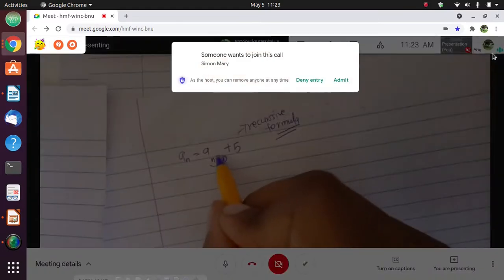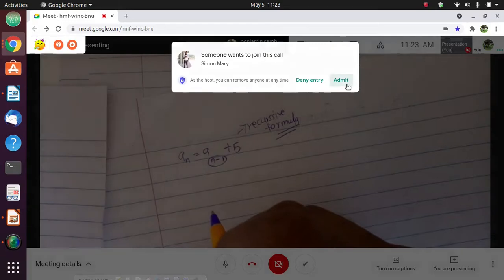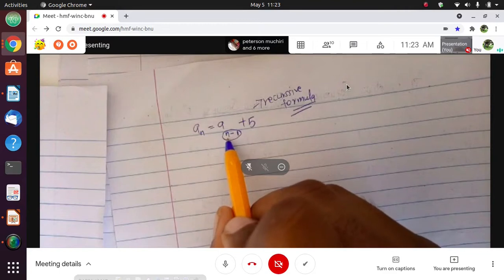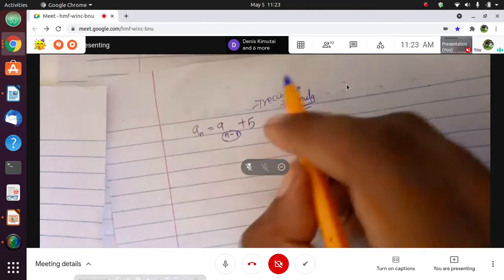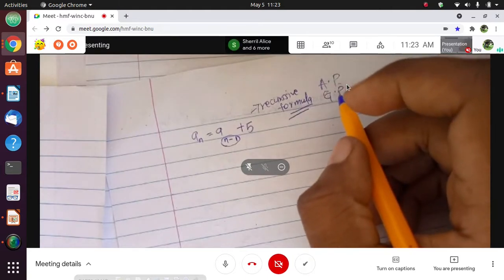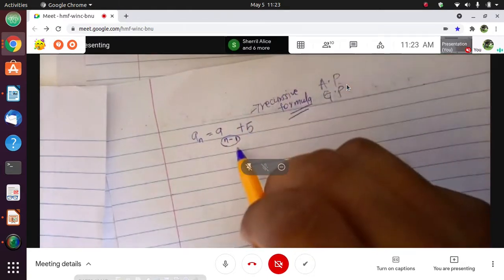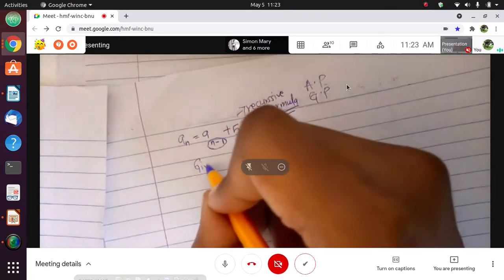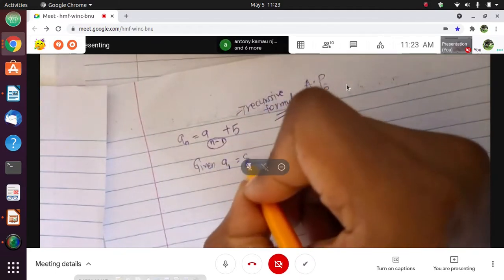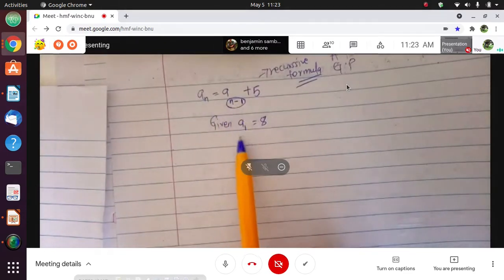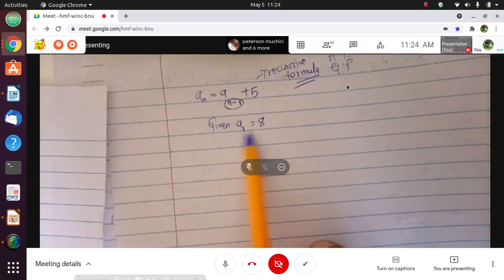A recursive formula ni ile ambayo iko na hii. Ukiona mahali kwa a in an equation and you have n minus 1 mahali, that becomes a recursive formula. So we have recursive formulas for AP and we have recursive formulas for GP, and we will be able to see the difference. Now, mfano kama hii, you have been told to find the first 4 terms given that A1 is 8. For recursive formulas, you have to be given the first term.